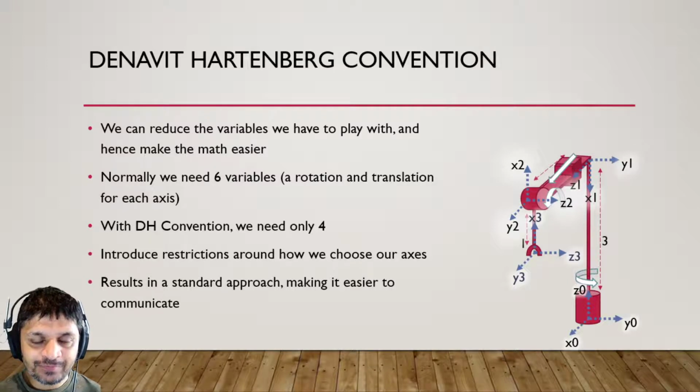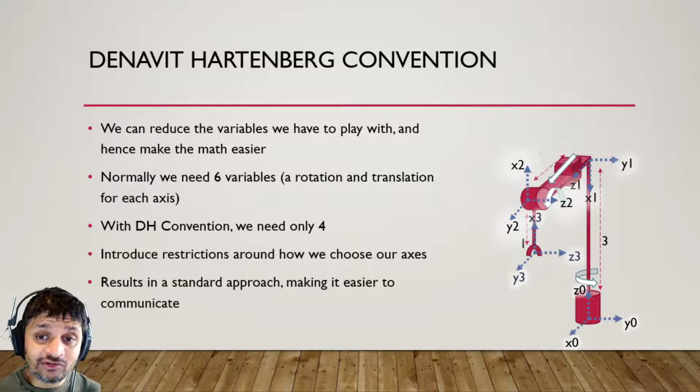Okay, now again, remember we said we normally need 6 variables, a rotation and a translation for each axis, right? But when we use the Denavit-Hartenberg convention, we only need 4, okay? And our intuition around that is that if we introduce some restrictions around how we choose our axes, so remember here we said like this one could be x or this one could be x, it didn't really matter. That freedom is again a problem, because it means that the math is more complicated, right? If we reduce that freedom and we say let's introduce some restrictions around how we choose our axes, then we make the math a bit easier.